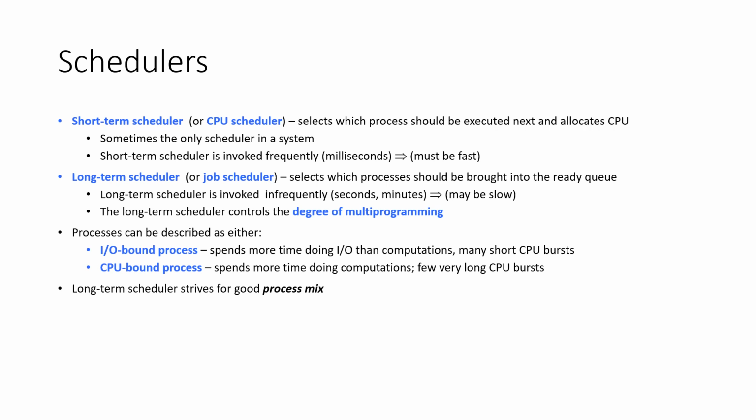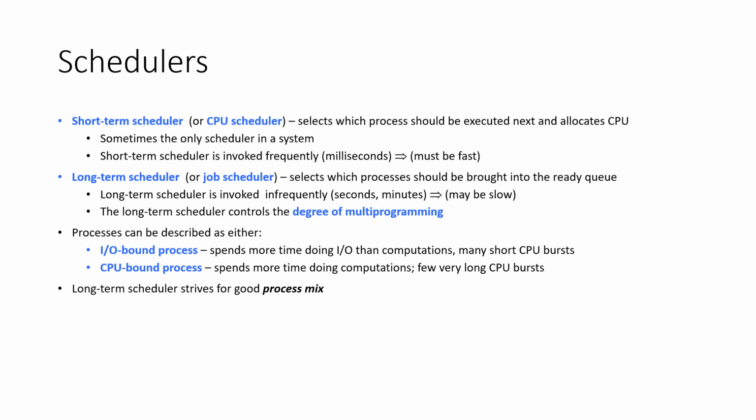Short-term scheduler is also called a CPU scheduler. What does this do? It selects the processes that are ready for execution in the ready queue and allocates the CPU's attention. Sometimes this is the only scheduler available in the system. A short-term scheduler is invoked frequently, in milliseconds of time or even faster.